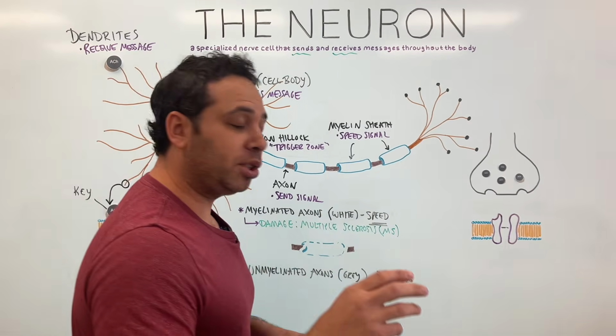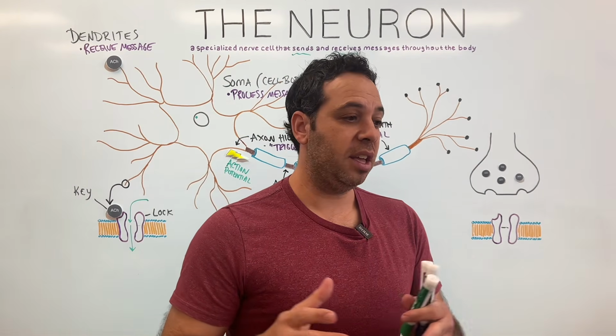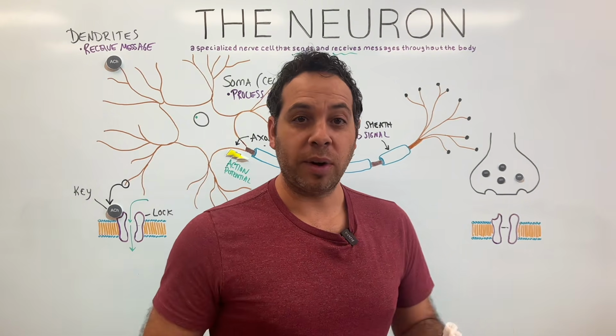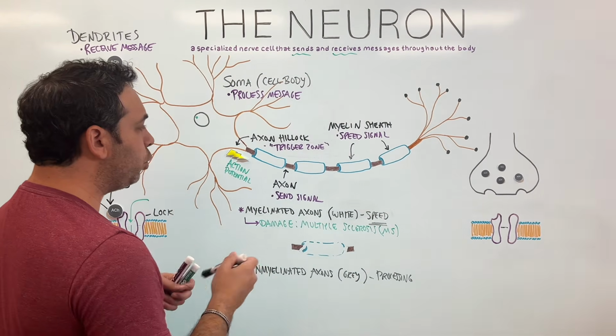Now, why does the myelin make it go faster? Not only is it an insulator, kind of like a covering around a wire, but also you see these little gaps in between the myelin. Do we know what those gaps are called?